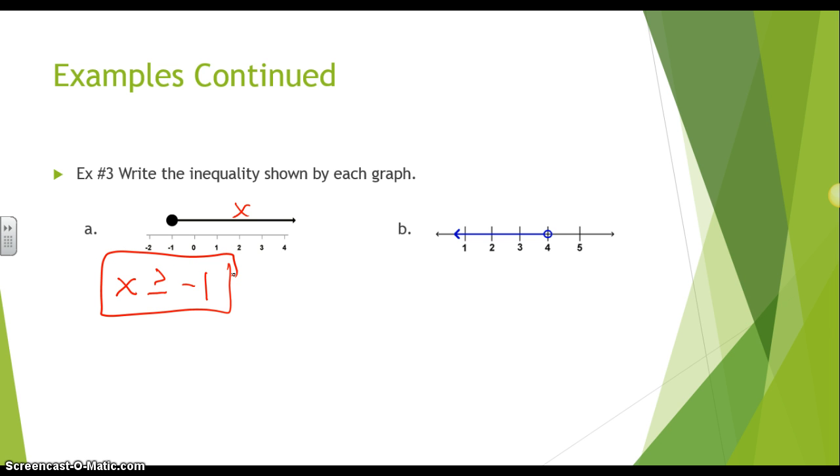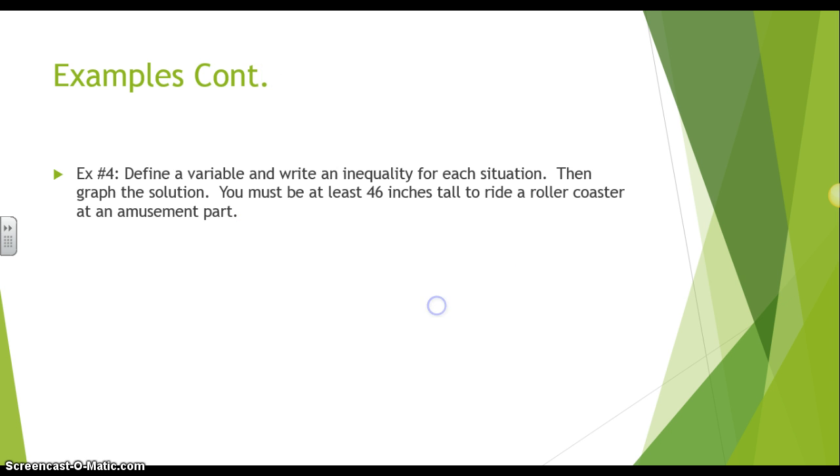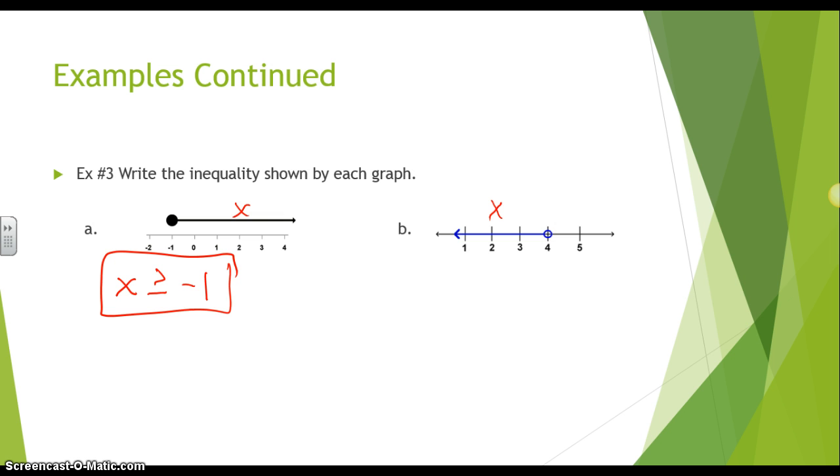To write the inequality for B, notice we have an open circle at 4. Our variable can be any number where you see the line going to the left. So again, we can call our variable x. You can name it any variable you want. So I can have x. In this case, x is going to the left. So my variable is less than the value 4. Notice it's not equal to because we have an open circle, so x is less than 4, and that is my final answer.